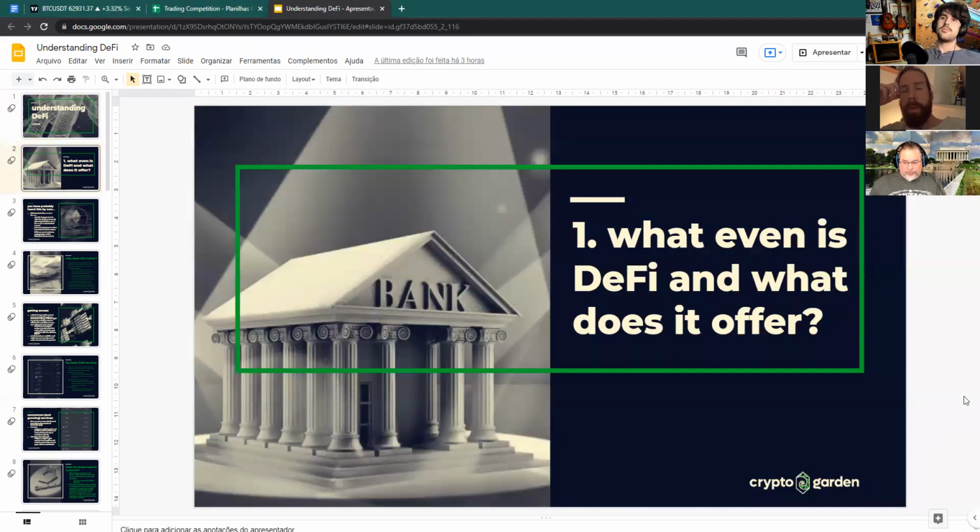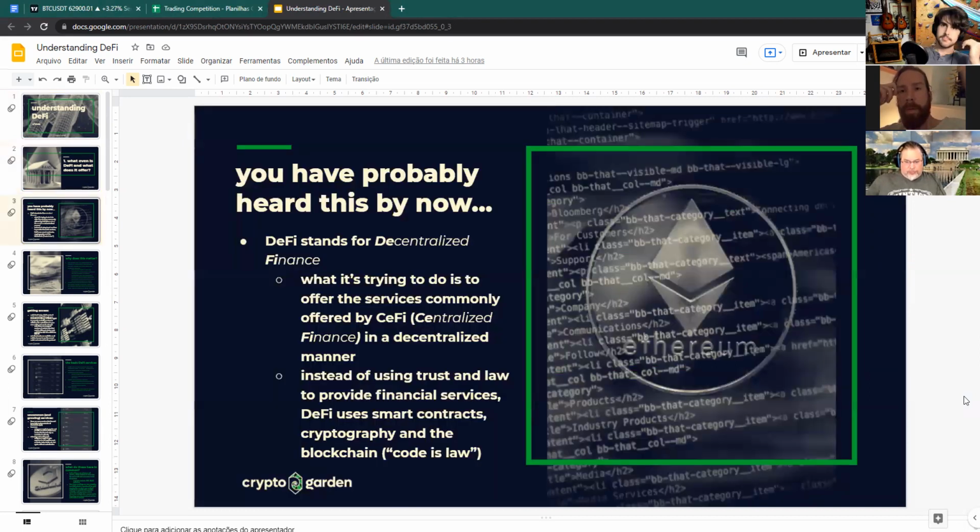Okay, so first, what even is DeFi and what does it offer? You have probably heard this by now, but we have to cite it at least for someone that hasn't heard it before. DeFi stands for decentralized finance. So it's trying to offer the services that you usually have in centralized finance, like banks and insurance companies and stuff like that, in a decentralized manner. So instead of using trust and law to provide those financial services, DeFi uses smart contracts, cryptography, and the blockchain. So we have this principle that code is law. Everything that's written in the code will be enforced and there's nothing you can do about it.